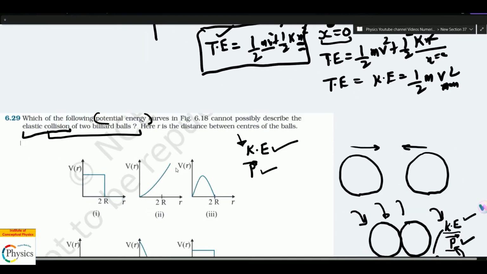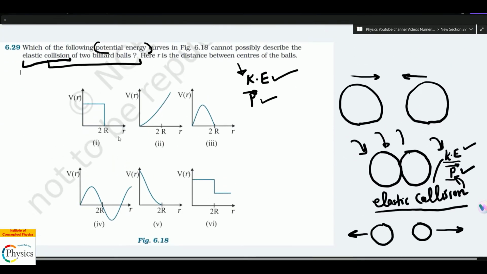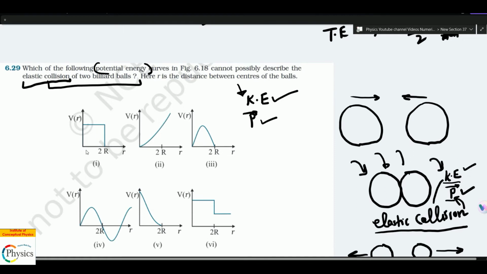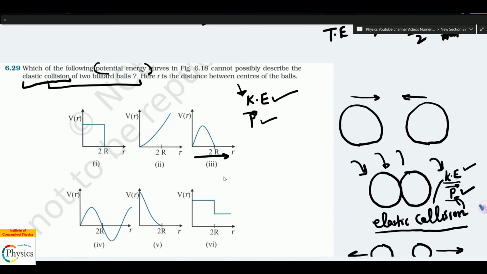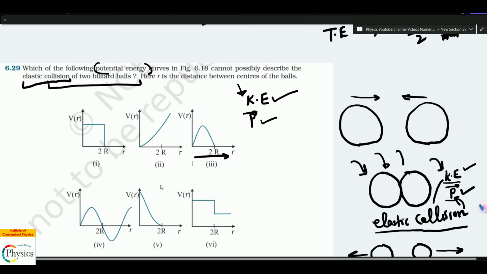If you look at the graphs, they show potential energy and some distance between the centers of the balls. As the distance changes, something is happening to the potential energy. But as I told you, elastic collision has no scope for potential energy to change. So where does the question of potential energy come in an elastic collision? It's senseless. This particular question has nothing to do with collision, in fact, nothing to do with work, power, energy itself.